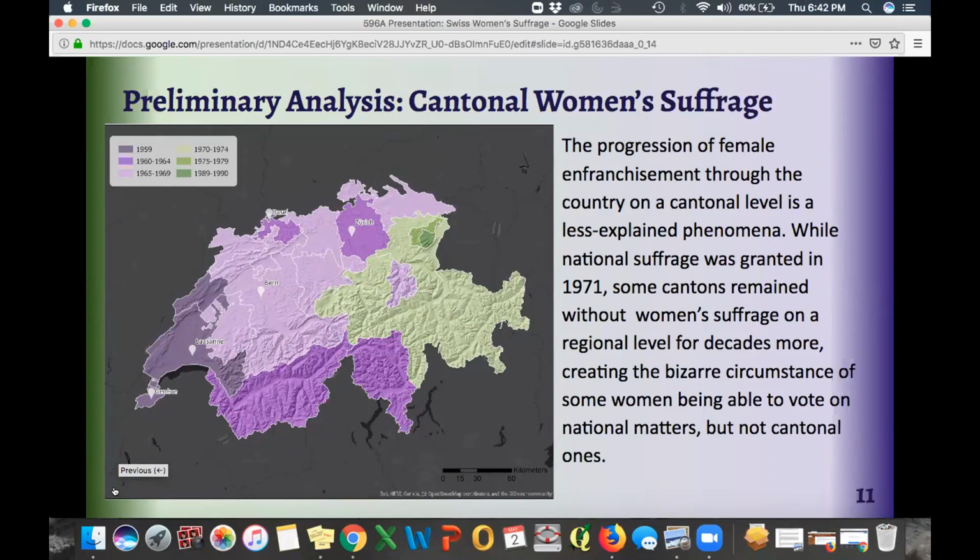While all these factors influence the path towards national women's suffrage, the pattern of female enfranchisement throughout the cantons is a less explained phenomenon. National women's suffrage was granted in 1971, but on a cantonal level, some women couldn't vote as late as 1990, creating this bizarre circumstance of some women being able to vote on national matters, but not on matters that impacted their immediate community.